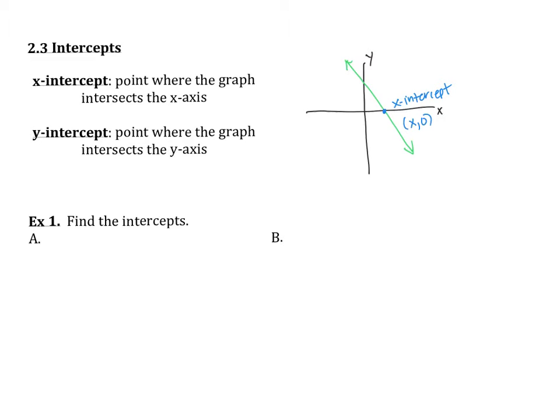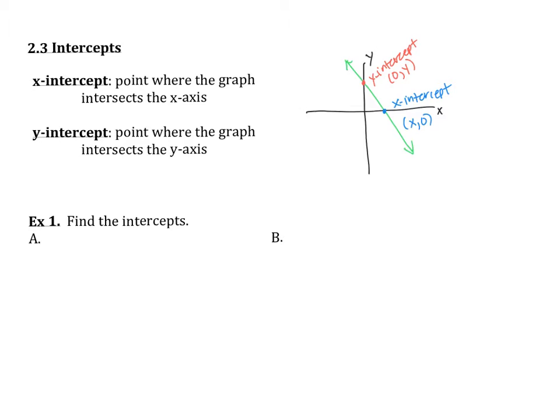Now the y-intercept is where the graph intersects the y-axis. So that's going to be this point right here. Okay, I call that the y-intercept. If I want to write the ordered pair for that, it's going to be 0, comma, and then whatever the y value is at that point.